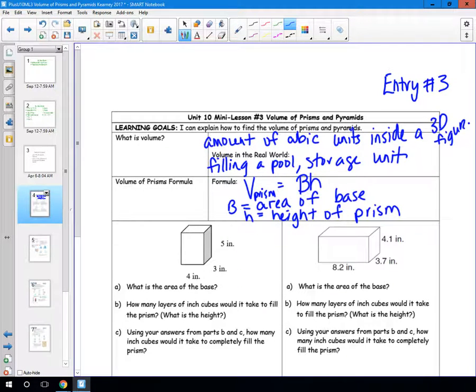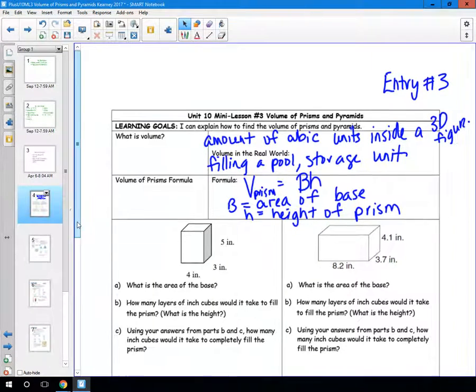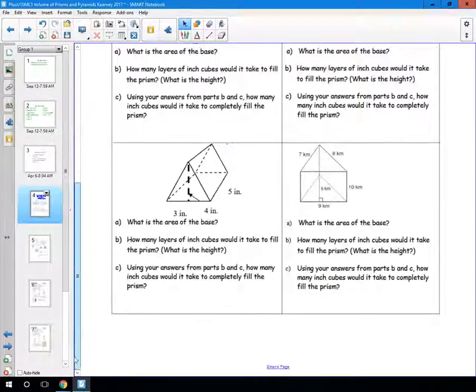So when we're finding the volume, we're going to find the area of that base, then figure out what the height is, and multiply. Okay, so let me help you make sense of this a little bit. Let's come down. I'm going to actually come down to this triangular prism down here.